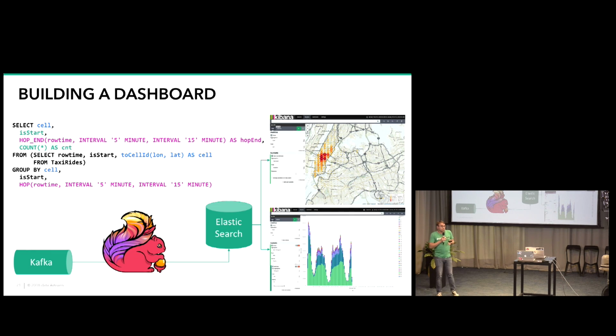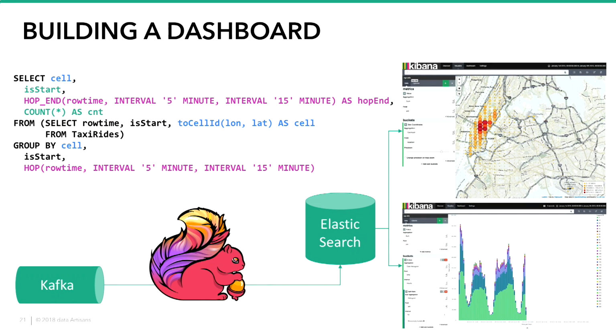One application you can build is that you have the data coming in from Kafka, for instance. You then run a Flink SQL query on top of that, write the results to Elasticsearch, and later use, for instance, Kibana to display the results here.